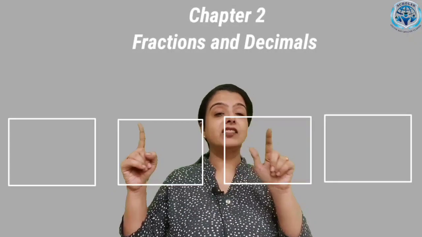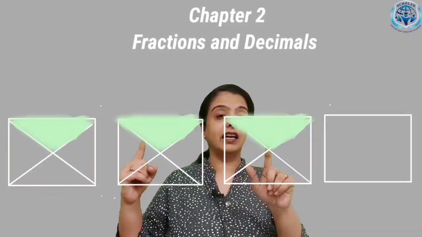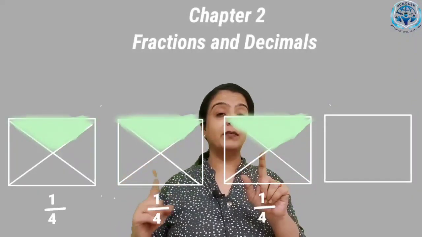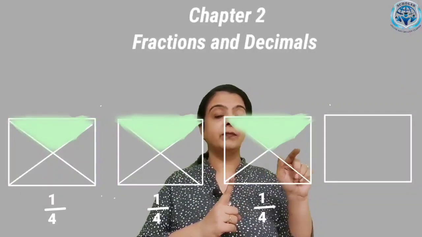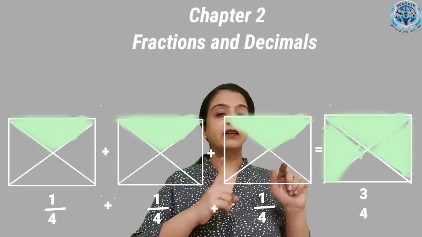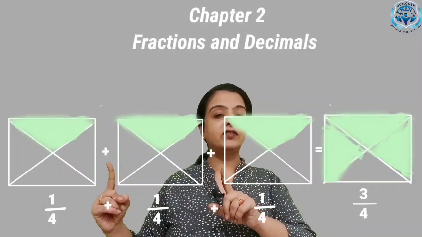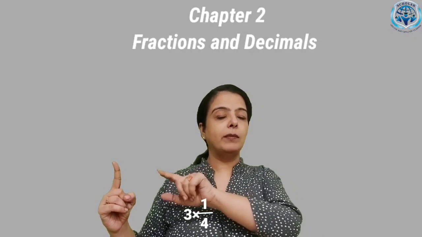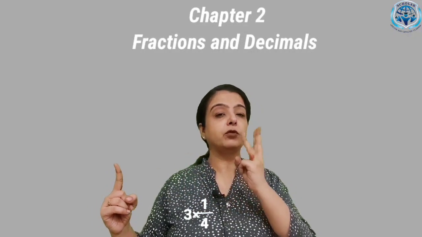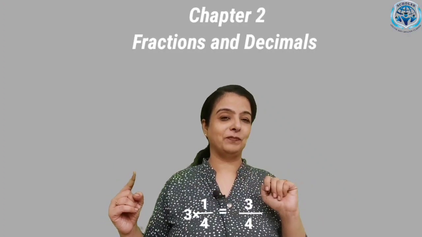Again, in these three figures, one part is shaded, again one part is shaded, again one part is shaded. That means 1 by 4, 1 by 4, 1 by 4. Now 3 parts are shaded. 1 by 4 plus 1 by 4 plus 1 by 4 is equal to 3 by 4. We can write this as 3 into 1 by 4. 3 times 1 by 4 is equal to 3 by 4.